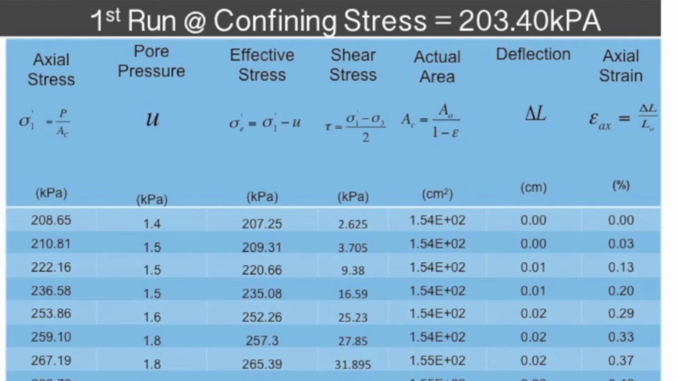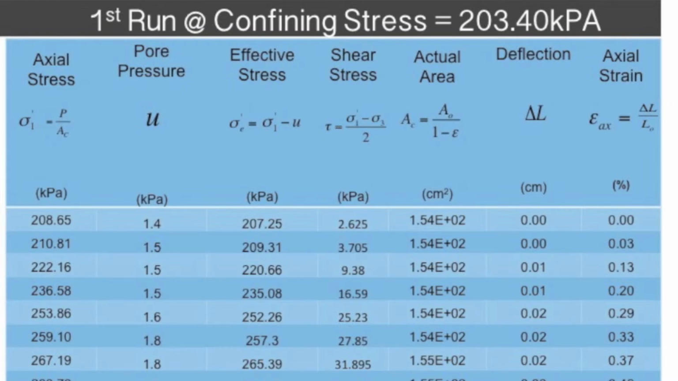Pore pressure is the second column, and it is read directly from the pore pressure transducer, which was attached to the top outlet hosing throughout the duration of the test. Pore pressures build in the line as the sample is compressed. Because water is incompressible and the sample is not allowed to drain, pressure builds up as the platen rises.